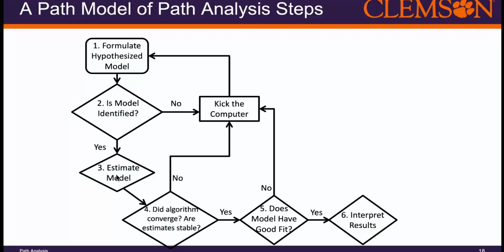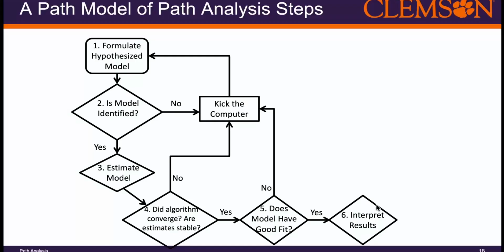Then you estimate the model. Now we're going to use robust maximum likelihood, so we have to check whether that algorithm converged. If it didn't, that might be some type of issue with your data. Go back and kick the computer again and start over. But if it did converge and estimates are stable, then you've got to check for model fit. If there's not good model fit, you have to sort of reformulate the model to get good fit or make some modifications to it. This gets into the danger generalization territory when you do that. But finally, put it this way: you have a model that's identified, that you estimated, and you got convergence and has good model fit. At that point, we interpret the results.